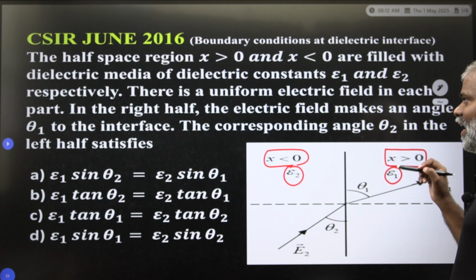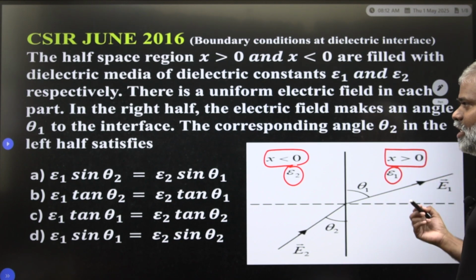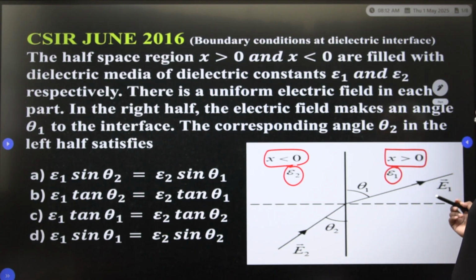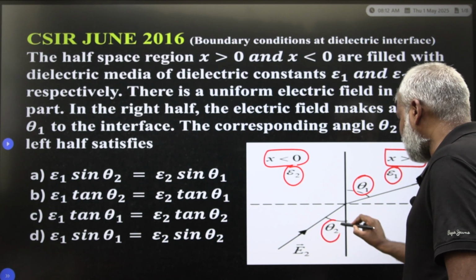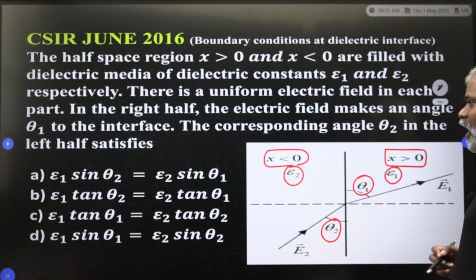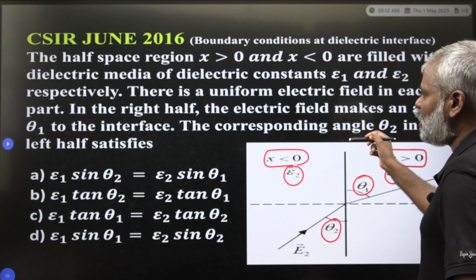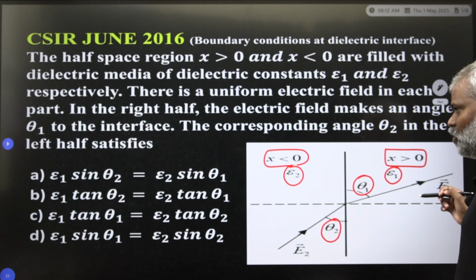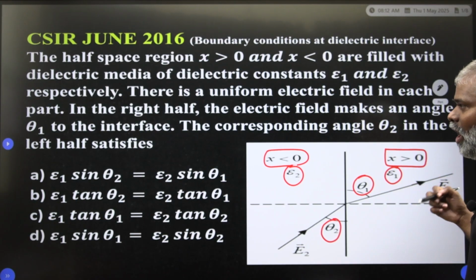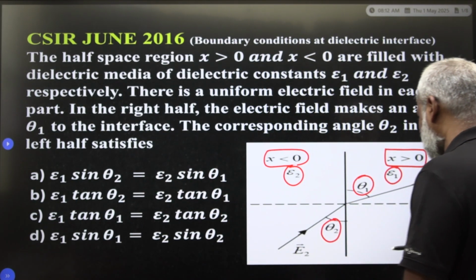So there is a uniform electric field in each part. In the right part, the electric field makes an angle theta 1. In the left part, the electric field makes an angle theta 2. This is the interface of the dielectric media. So the corresponding angle theta 2 on the left satisfies what? That is what they are asking.